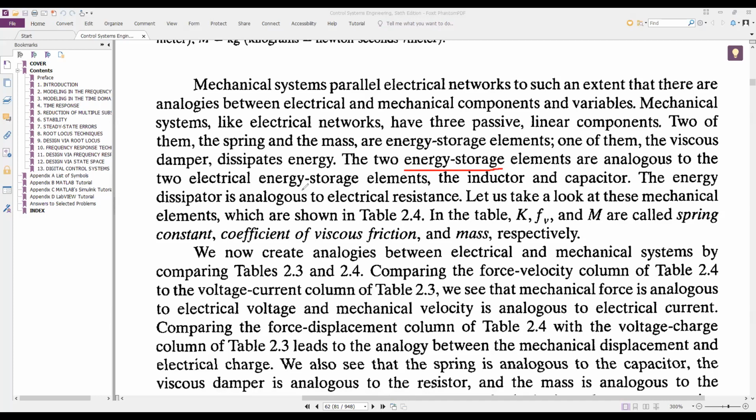The energy storage elements are analogous to the inductor and the capacitor. That is the spring plus the mass. These two are analogous to the inductor and the capacitor. And the viscous damper is analogous to the resistor. The energy dissipator is analogous to electrical resistance. Let us take a look at this mechanical situation here. K, Fv, and M are called the spring constant, coefficient of viscous friction, and mass, respectively. This is the important thing we need to remember.